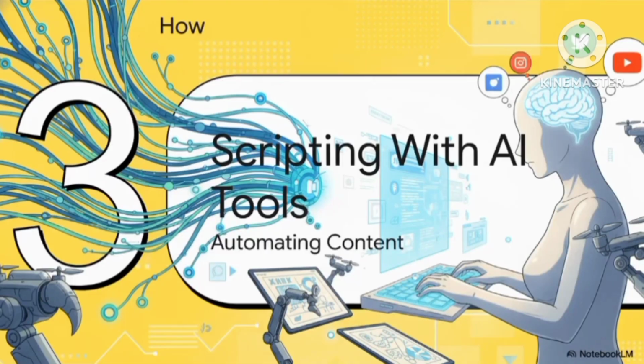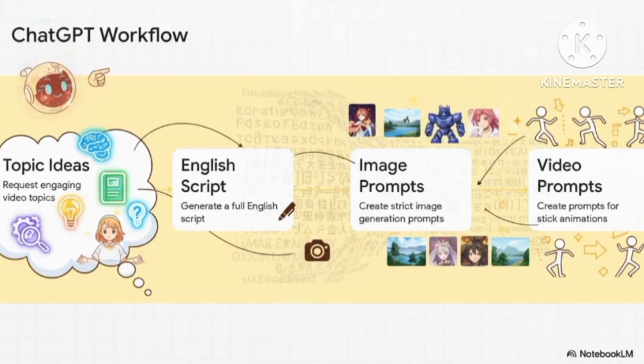All right, on to Section 3, scripting with AI tools. This is about automating your content foundation. So we know the why and the what. Now let's get into the how. It all kicks off with scripting. You're going to use AI to completely automate your foundation. This sequence right here is basically your new secret weapon, and it all goes down inside ChatGPT.